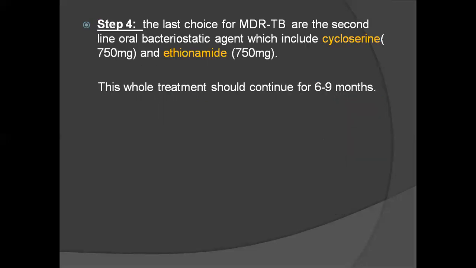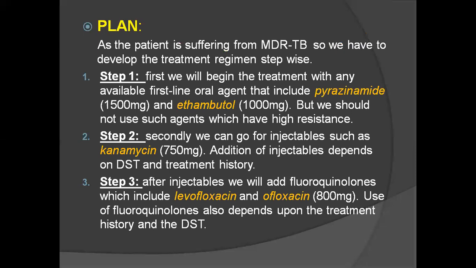Now, what will be the fourth step? The last choice for multi-drug resistant TB are the second-line oral bacteriostatic agents, which include cycloserine and ethionamide. Both have the same dose, for example, 750 milligram. As we have discussed, ethionamide will be the second-line oral choice for those patients who have become multi-drug resistant, because in the previous 3 steps we have given the first-line oral agents, then we switch to injectables, then we switch to fluoroquinolones.